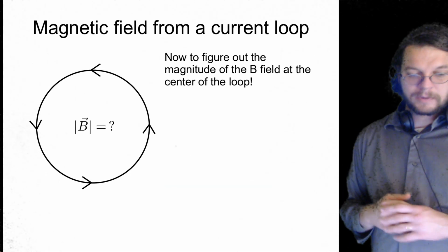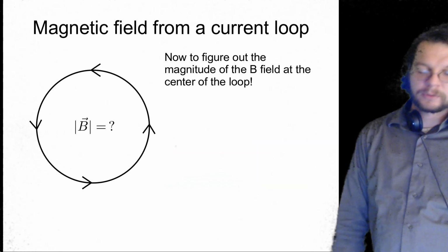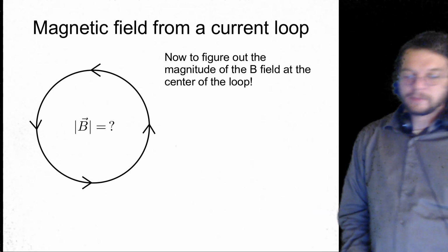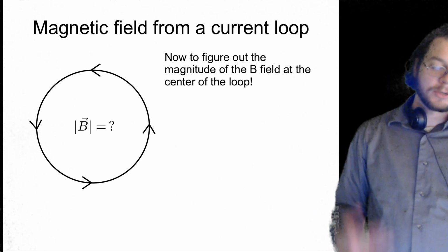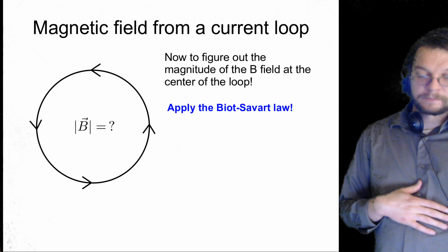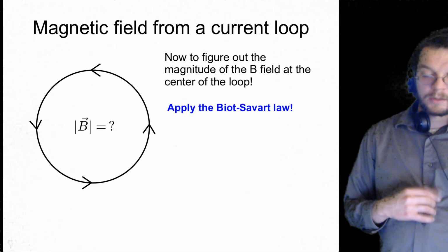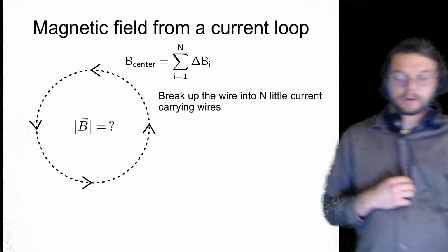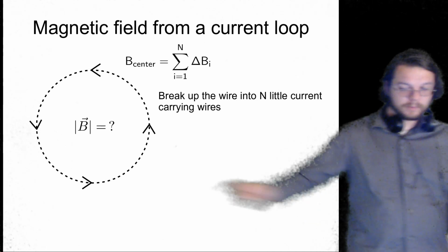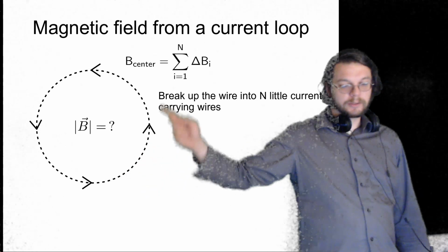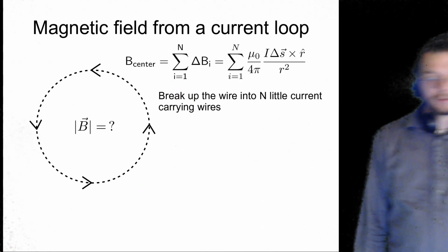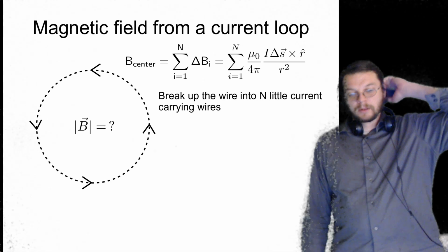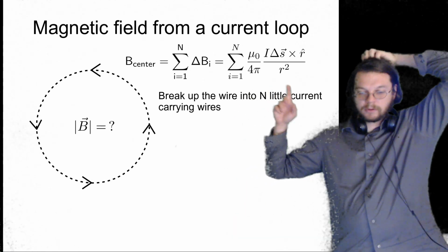All right. Now that we know the direction of it, we got to figure out what the magnitude of the magnetic field is. So let's go ahead and do that. And we're actually going to apply the Biot-Savart law in this case. And it's not going to be as painful as it sounds. But basically what we have to do is we have to break up this loop into a bunch of tiny little pieces of current. Doesn't really matter exactly how many pieces of current, but this is what we're going to do. And so we're going to be summing over all of these things.